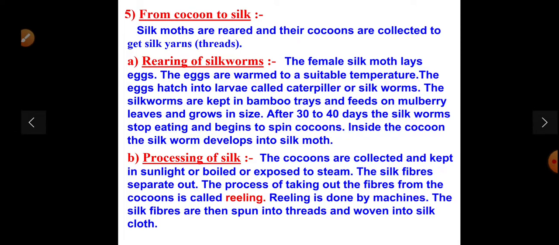From cocoon to silk: how is silk prepared from the cocoon? Silk moths are reared, and their cocoons are collected to get silk yarn, that is silk thread. Rearing of silkworms: the female silk moth lays eggs. The eggs are kept warm at a suitable temperature. The eggs hatch into larvae called caterpillars or silkworms.